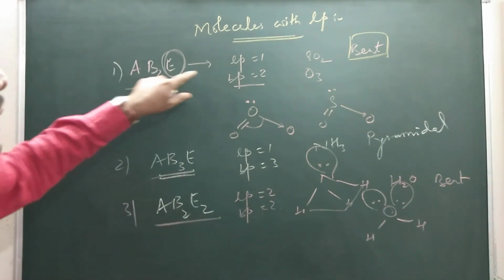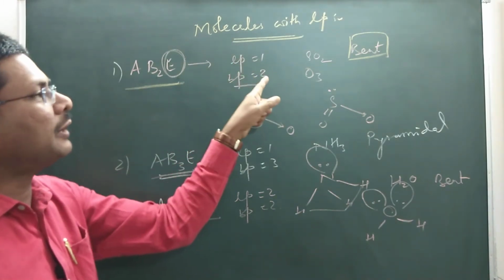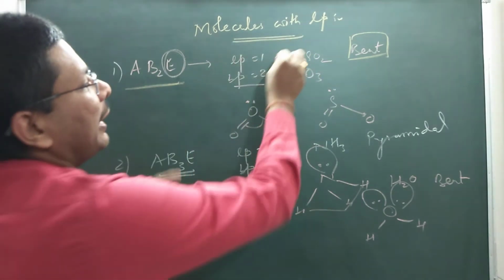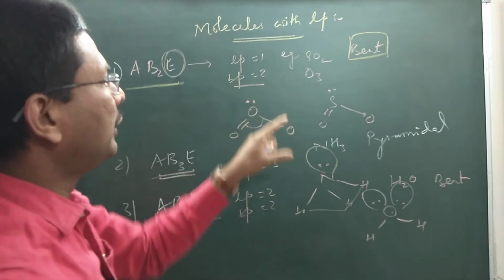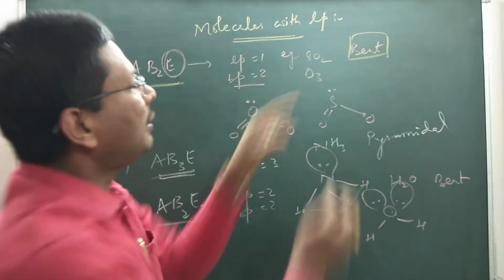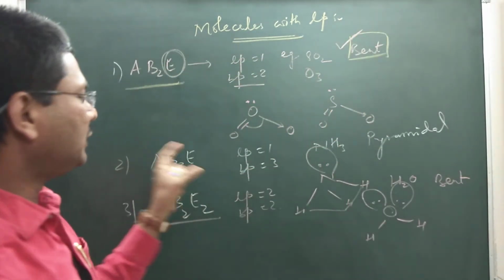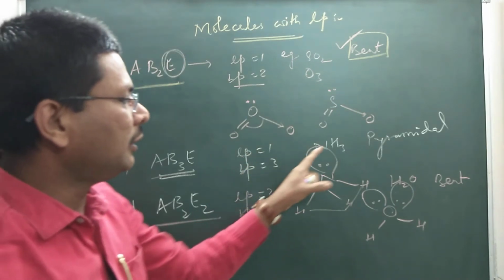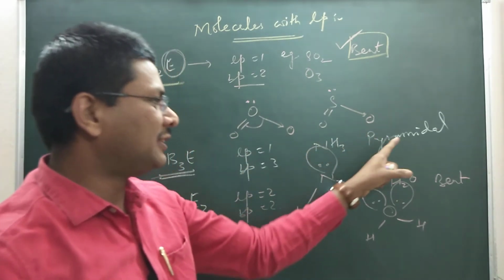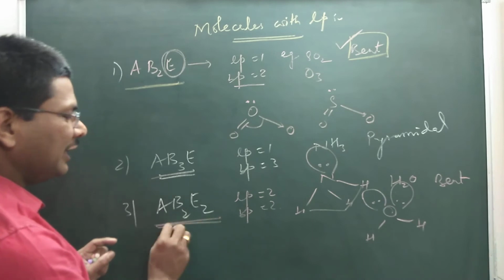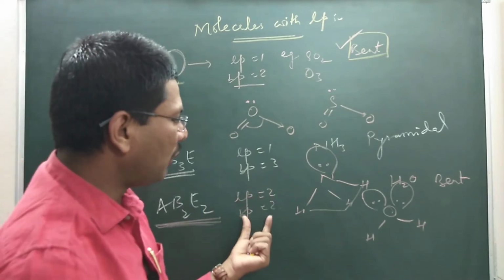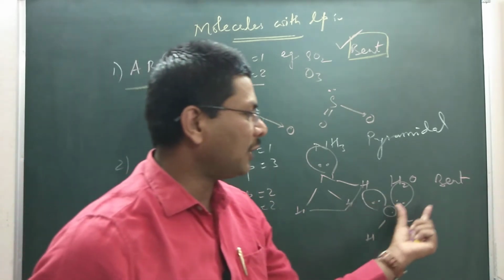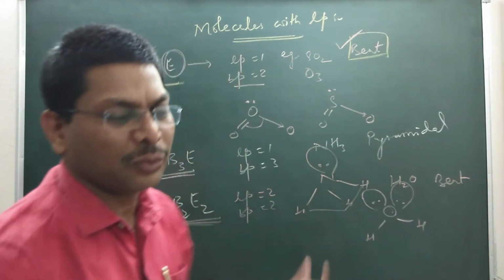So AB2E type, lone pair is 1, bond pairs are 2. Examples are SO2 and ozone, sulfur dioxide and ozone, their shapes are bent. AB3E type, lone pair 1, bond pair 3. The common example is ammonia, which has pyramidal shape. AB2E2 type, lone pair is 2, bond pairs are also 2. Common example is water, which is bent or V-shaped.